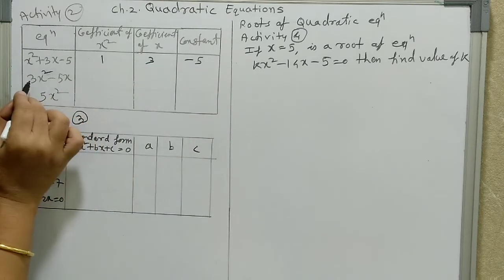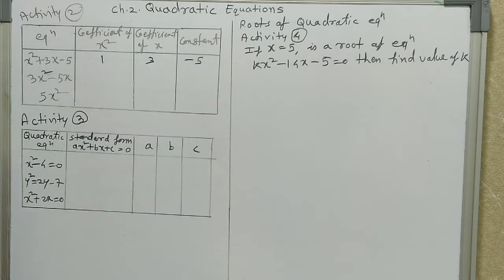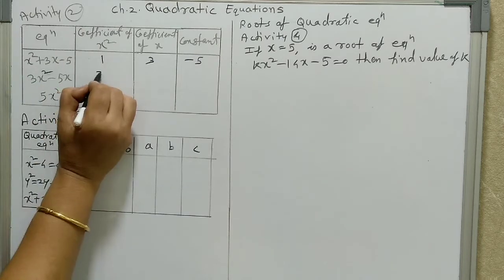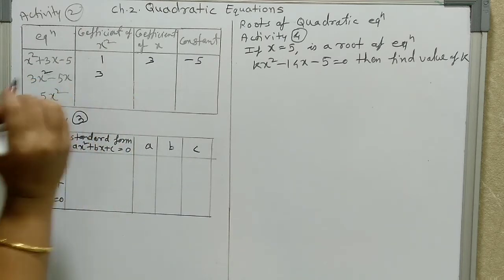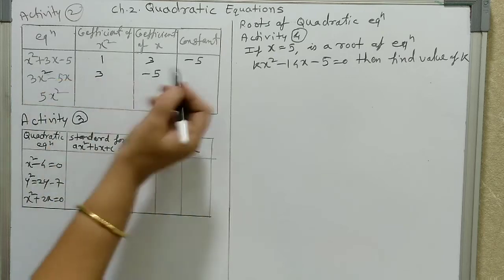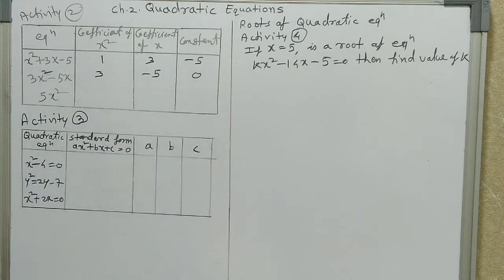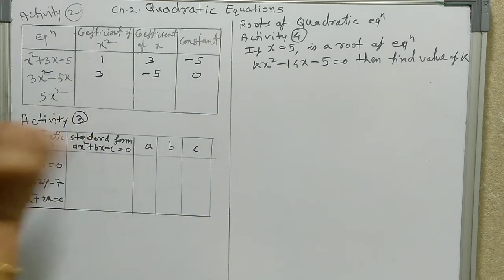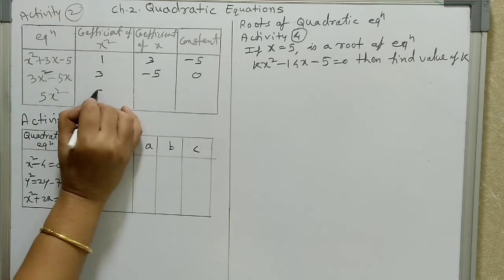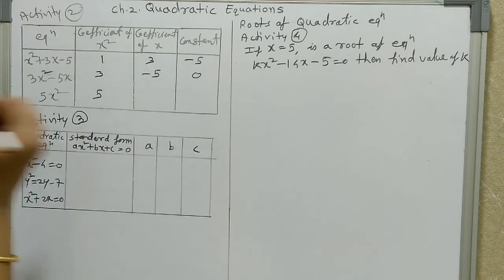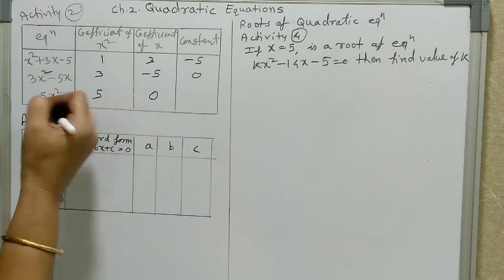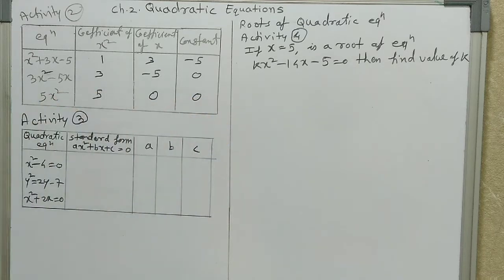See the second equation, 3x square minus 5x. Here the coefficient of x square is 3 and the coefficient of x is minus 5. The constant is not given, so we write 0. Last equation, 5x square: the coefficient of x square is 5. The coefficient of x is not given, so we write 0. The constant is also not given, so we write 0.